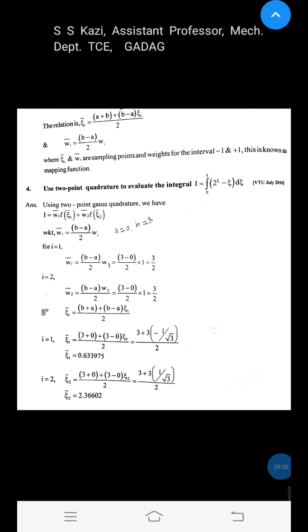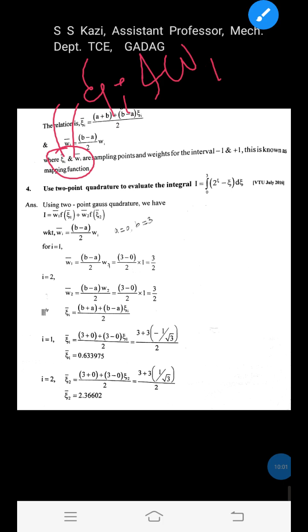here it is just a printing mistake. You write where zeta I and Wi, not bar, are the sampling points and the sampling weights for the interval -1 to +1. That means these zeta I and Wi, these sampling weights and points, you need to substitute for the limits -1 to +1, which we have deduced in the previous video.